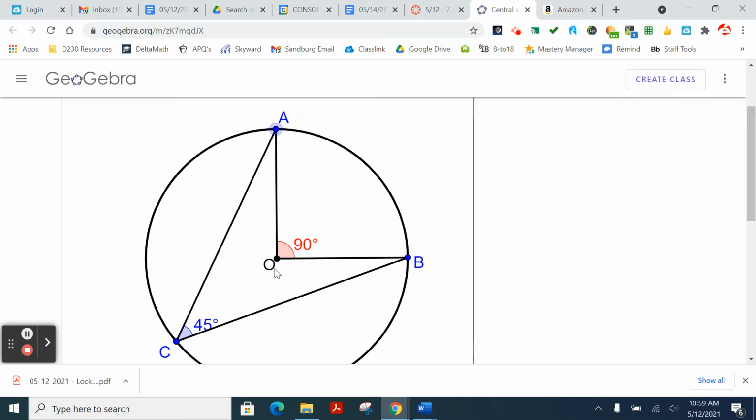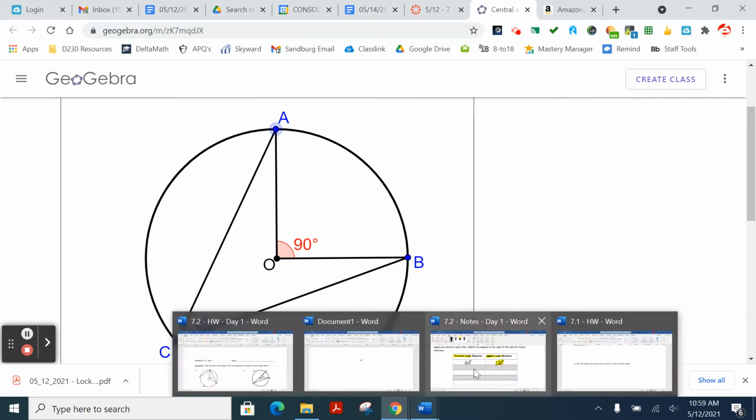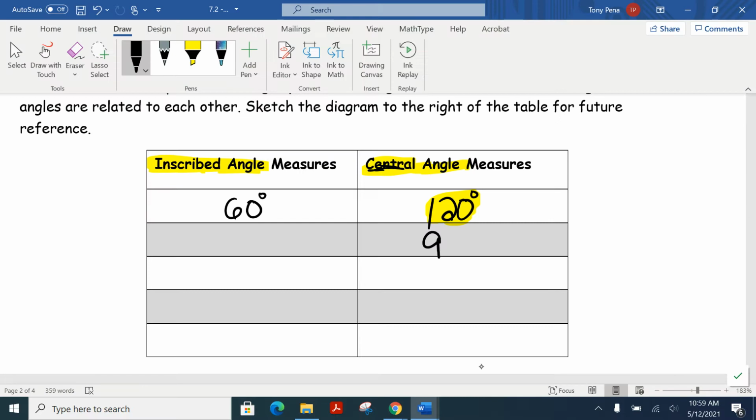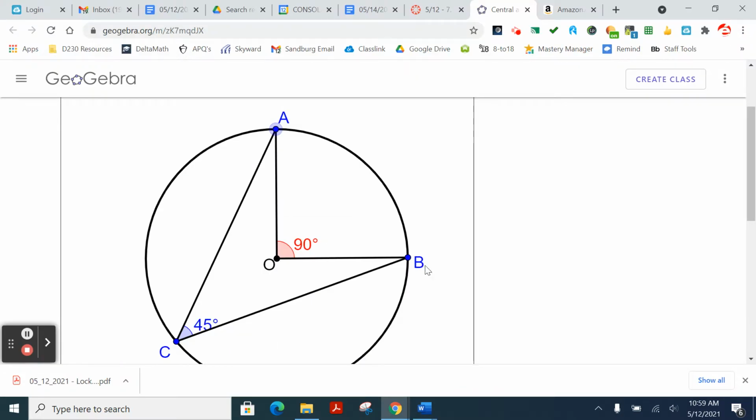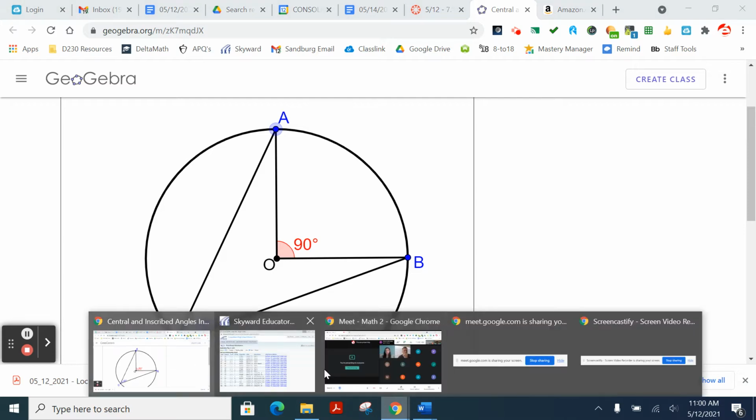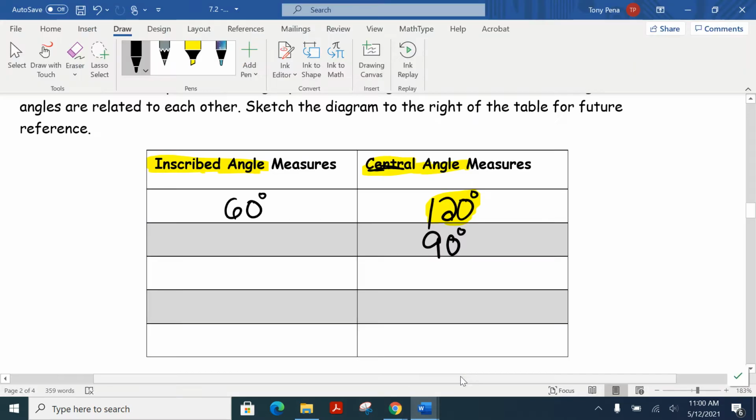So notice when our central angle is 90, so now let's go to our table and make our central angle a 90-degree angle. If you then look at that corresponding inscribed angle, so now A and B is intercepted by the central angle at O, as well as an inscribed angle at C. Notice how the inscribed angle is 45 degrees. So when our central angle is 90, our inscribed angle is 45. So if we go to our table, that is 45 degrees.